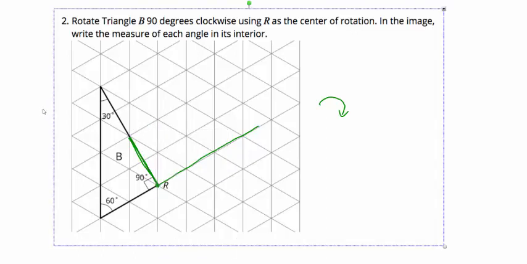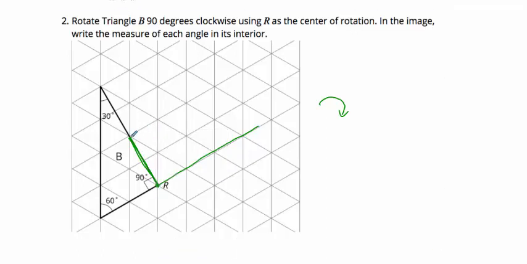And then we would just need to connect that. Ooh, that's not very straight. I don't know how straight I can draw on this. Alright, good enough. So now this angle is 90 degrees. This angle here is now right here, and that's 30. This angle here is now up here, and that's 60 degrees. And then this angle here is the 90.